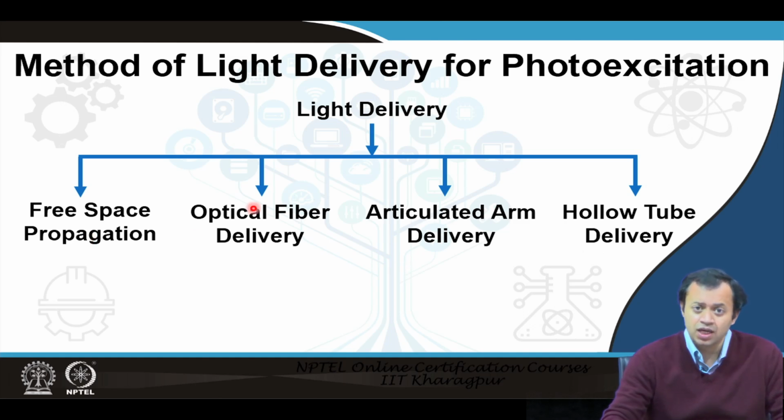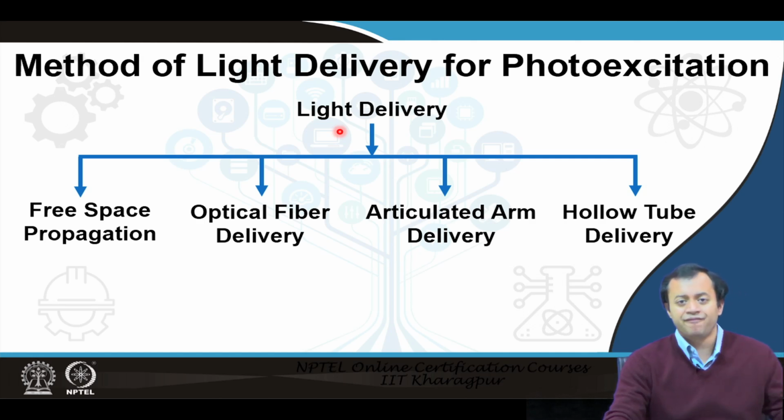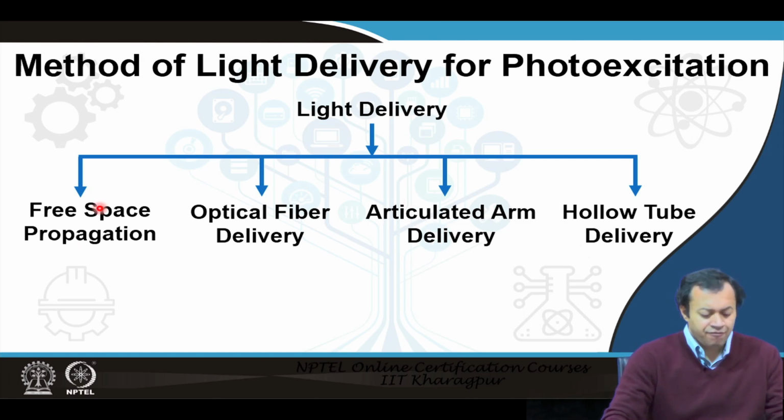Second, optical fiber delivery, in which the light is guided through an optical fiber. I will be coming to that in detail. Then articulated arm delivery and hollow tube delivery. So, these are the four major processes in which light can be delivered. These are like the carriers, the transportation medium which delivers the light at a specific organ, a specific tissue, a specific region in the body, and thereby different types of effects take place, and you utilize these effects for either cure or diagnostics. So, let us see the free space propagation.